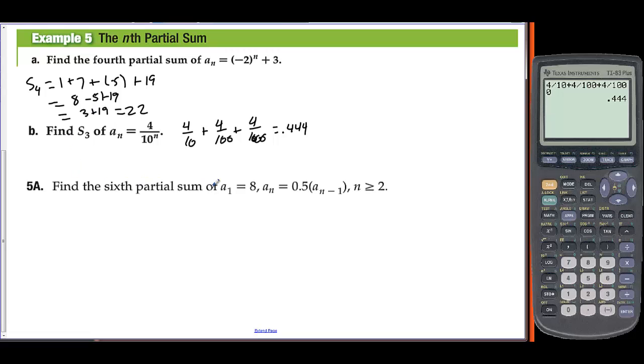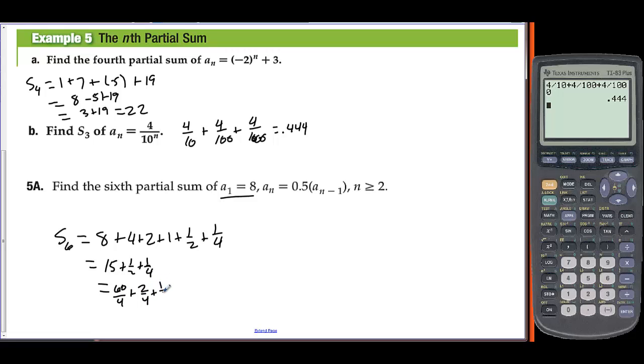On 5a, we find the sixth partial sum of this recursive formula. We start out with 8, so the sixth partial sum is 8 plus, and then we take half of the term before. So that's going to be 4 plus 2 plus 1 plus 1/2 plus 1/4. So we have 12 plus 2 is 14, 15 and a half, so we have 15 plus 1/2 plus 1/4, which is 60/4 plus 2/4 plus 1/4, which is 63/4.